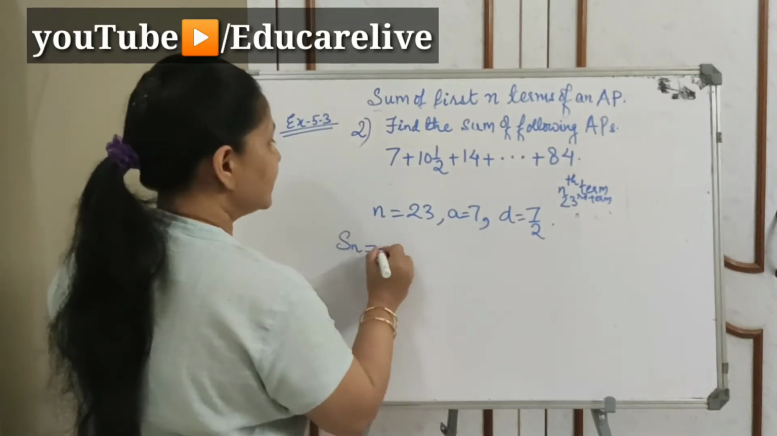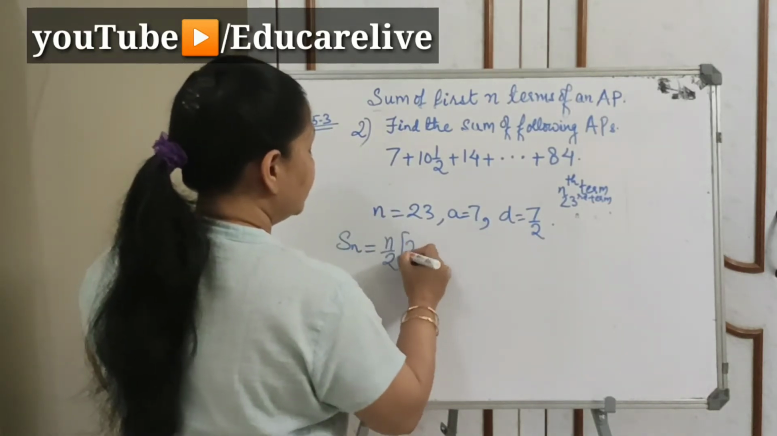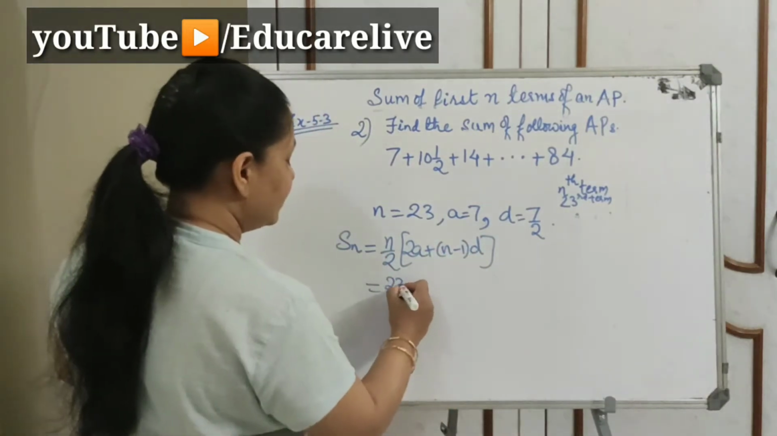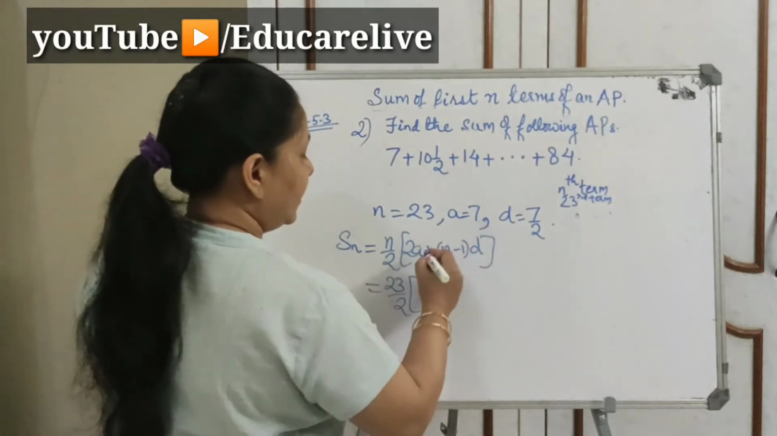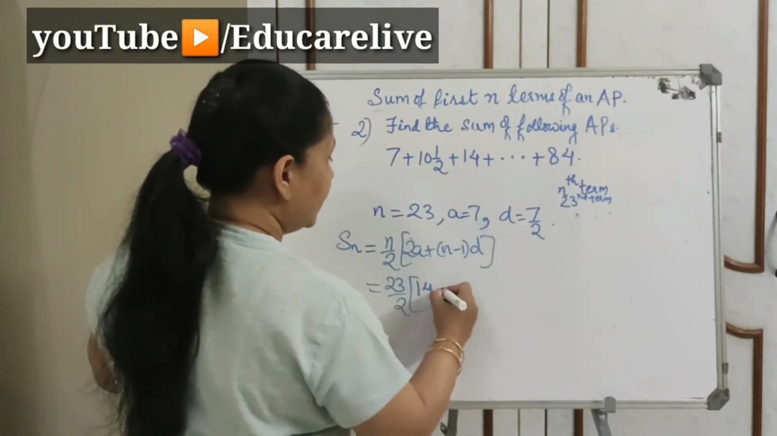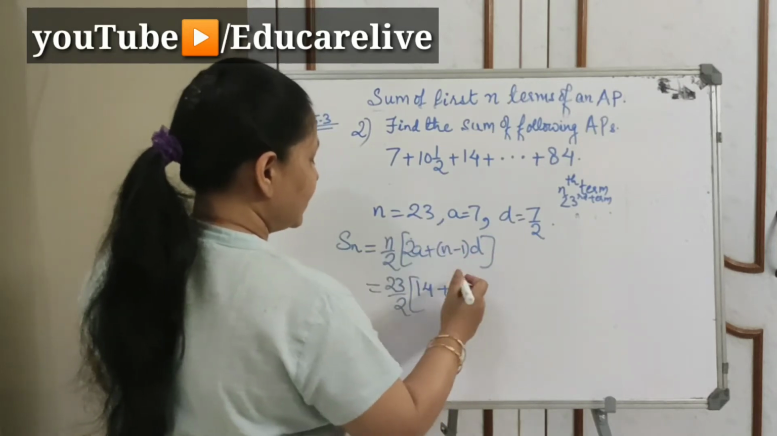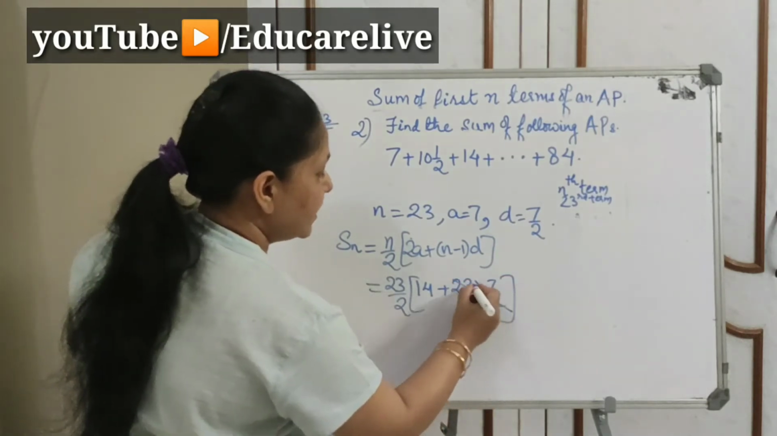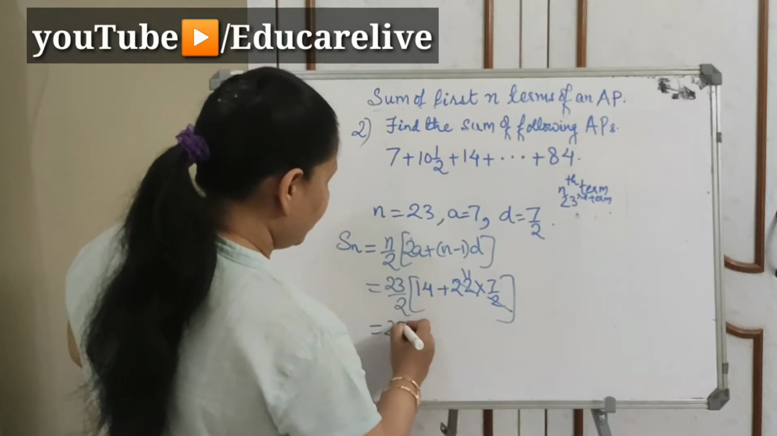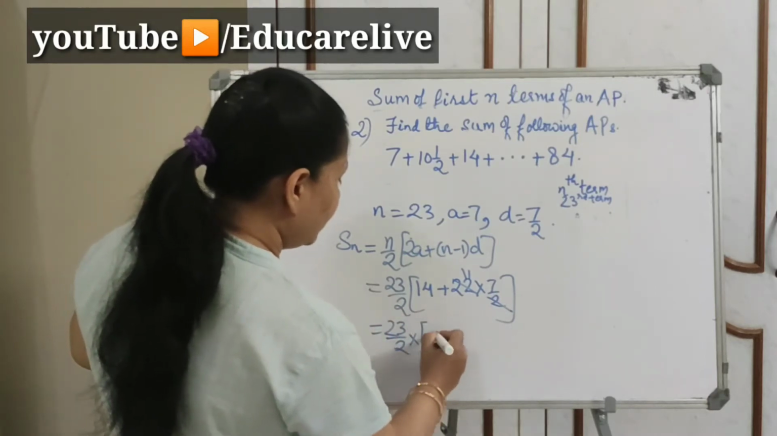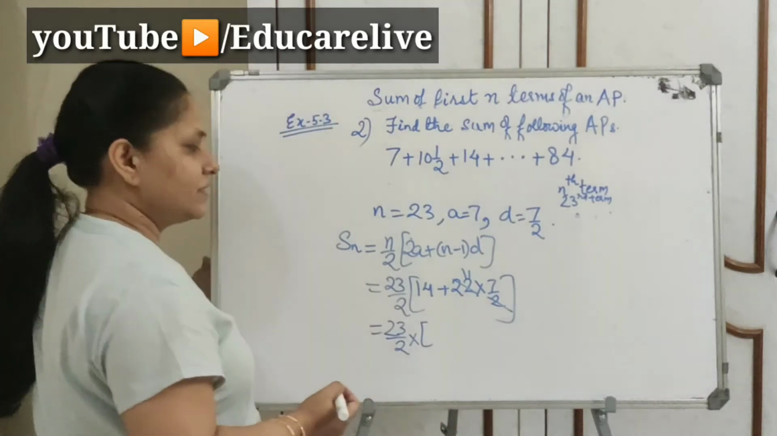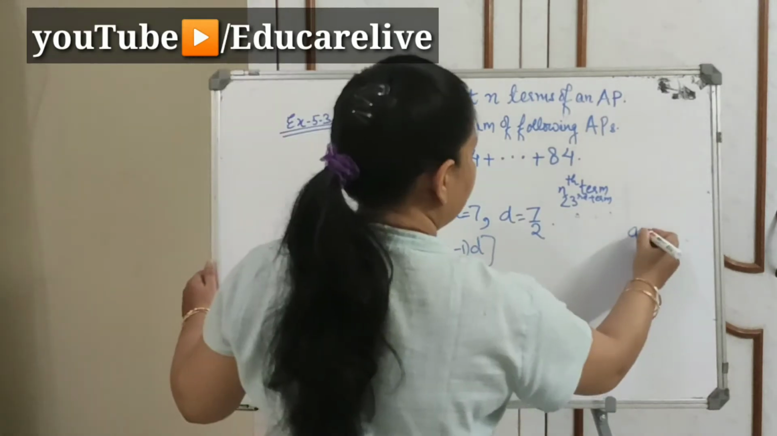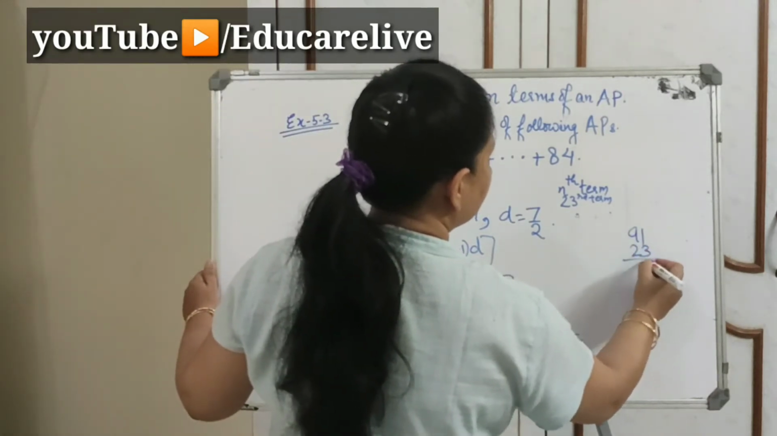The sum of n terms, let's recall the formula, is n by 2 times 2A plus n minus 1 into D. Let's put the values and quickly find the answer. 23 upon 2, 2A means 2 into 7, that is 14. n minus 1 is 23 minus 1, which is 22, and D is 7 by 2, so 11 times 7 is 77. So 23 upon 2 into 14 plus 77. 14 plus 77 is 91. So 91 into 23, 3 ones are 3.